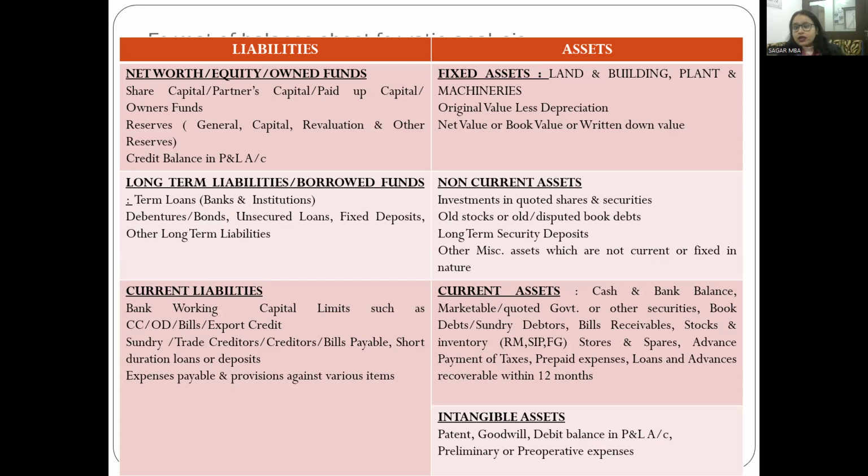Current liabilities: bank working capital limits such as CC and OD, bills, export credit, sundry trade creditors, bills payable, short-duration loans or deposits, expenses payable, and provisions against various items. Current assets: cash and bank balance, marketable quoted government or other securities, book debts, sundry debtors, bills receivable, stocks, inventory, stores and spares, advance payment of tax, prepaid expenses, and loans and advances recoverable within 12 months.